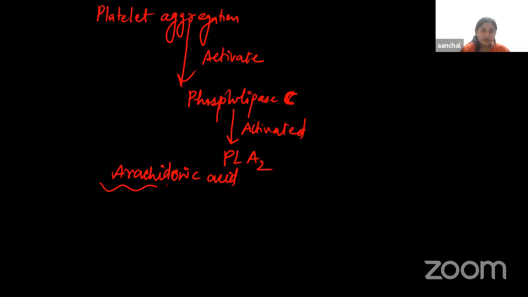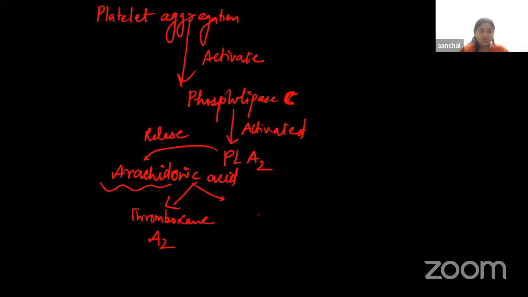And whenever there is release of arachidonic acid, what will happen? This causes the release of arachidonic acid, which in turn gets converted into two substances. The first we have thromboxane A2, and second we have prostacyclin. Okay, now what is the role of thromboxane A2 and prostacyclin? Both have a very important, significant role that we're going to learn.